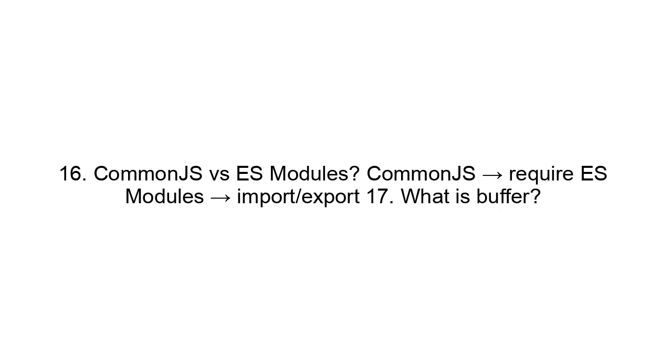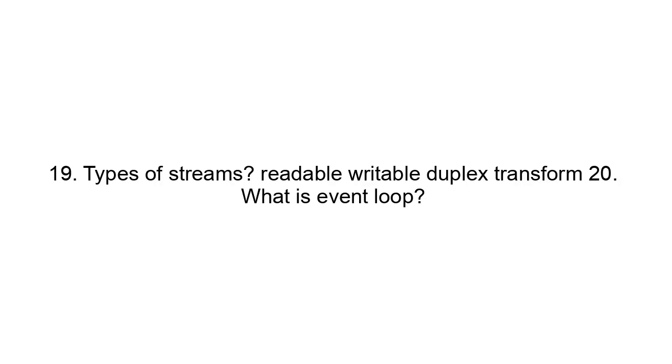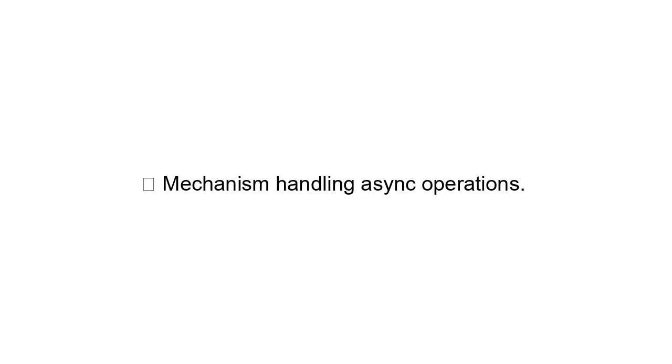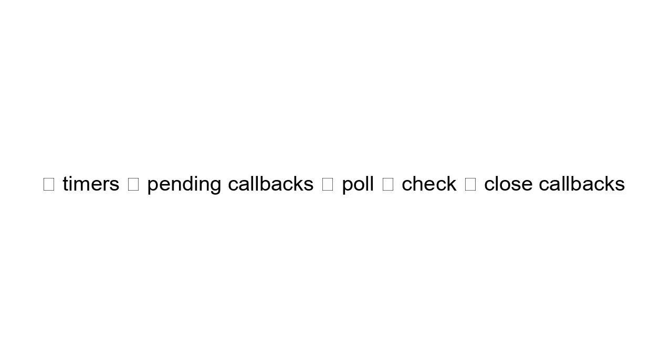16. CommonJS versus ES modules. CommonJS means require, ES modules means import-export. 17. What is buffer? Handles binary data. 18. What is stream? Process data in chunks. 19. Types of streams: readable, writable, duplex, transform. 20. What is event loop? Mechanism handling async operations. 21. What are phases of event loop? Timers, pending callbacks, poll, check, close callbacks.